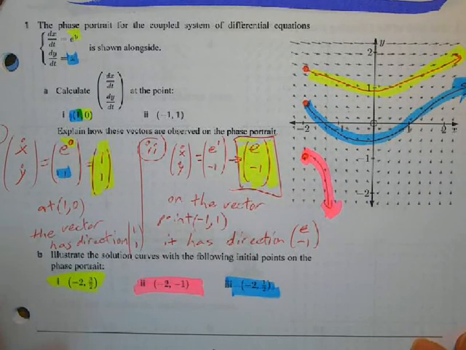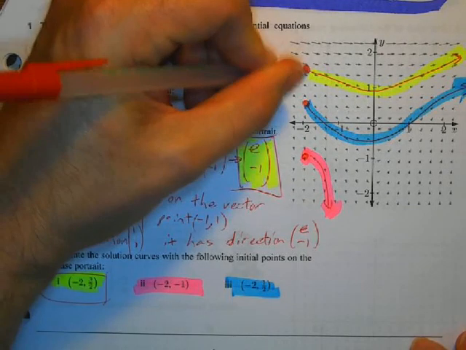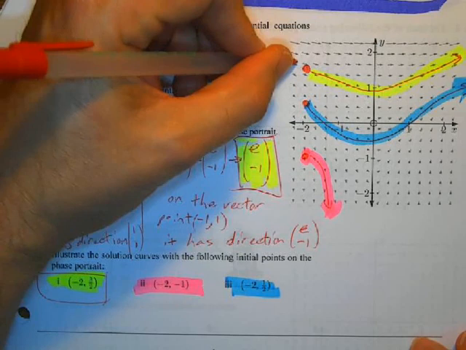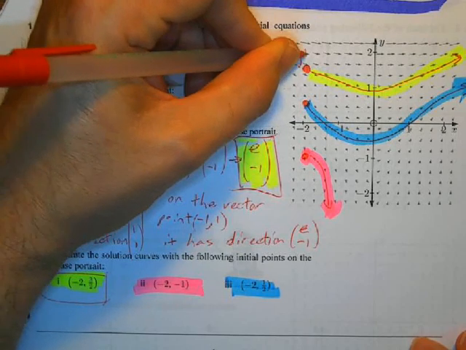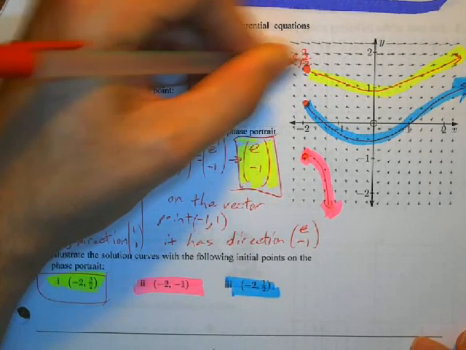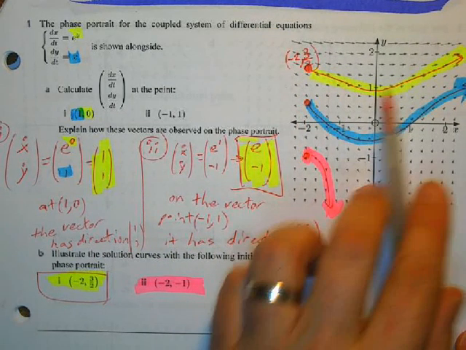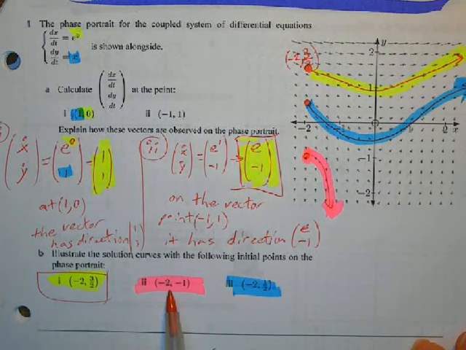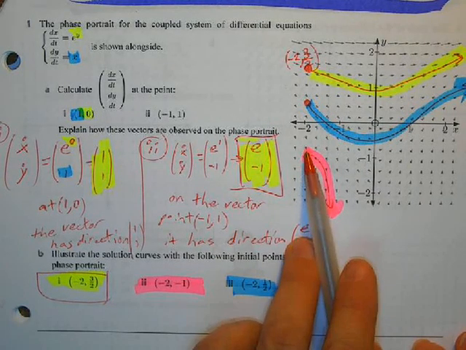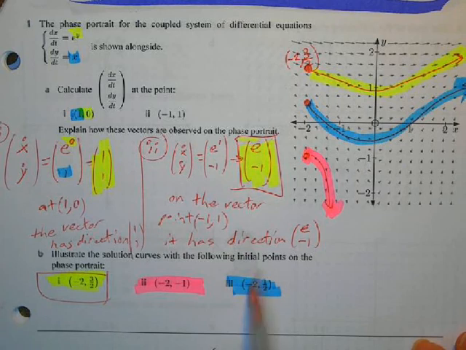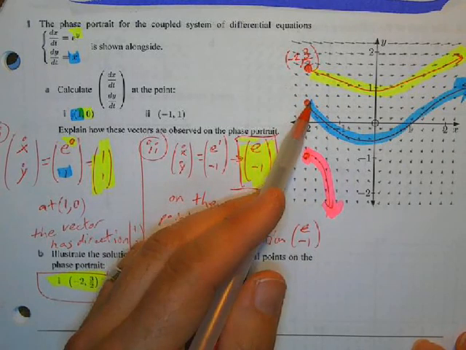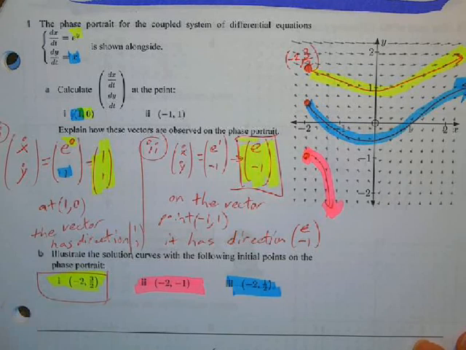This one here, (-2, 1.5), starts right here. (-2, 1.5). And then you kind of follow the arrows. This one starts at (-2, -1). It goes like that. This starts at (-2, 1/2). Kind of does that. Okay. Let's look at the next one here.